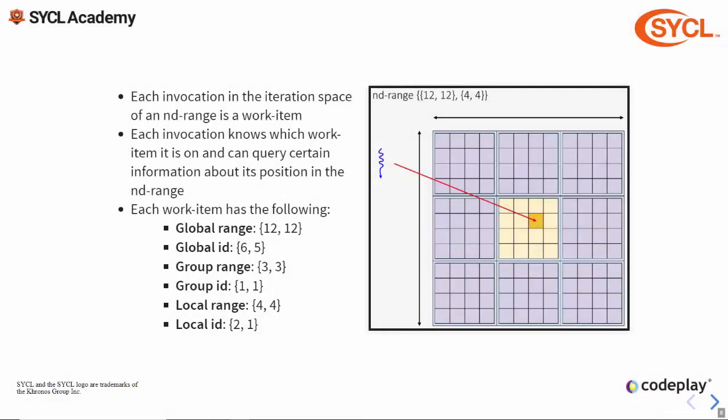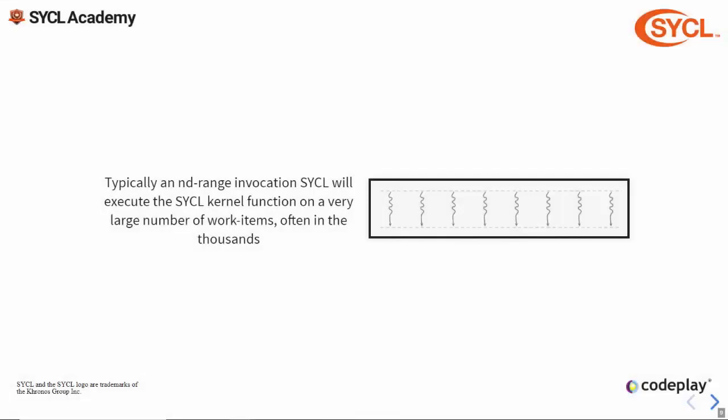One thing to note here is that different levels of this information will be provided to the kernel function depending on which API you use to enqueue your ND range. But we'll be covering these different APIs later on in this lecture. Typically, an ND range will be invoked over a very large number of work items. This can often be in the thousands.